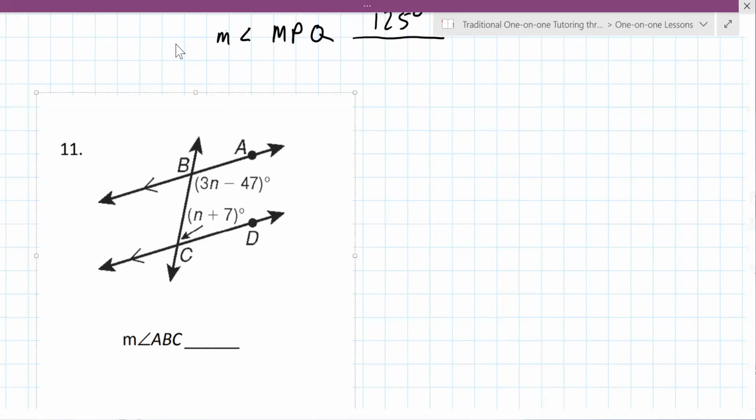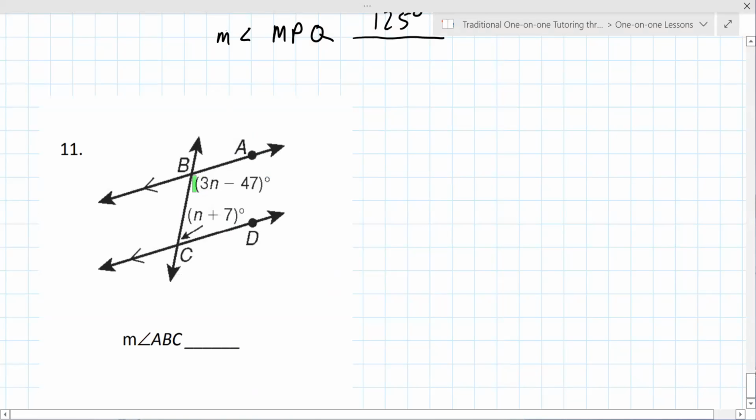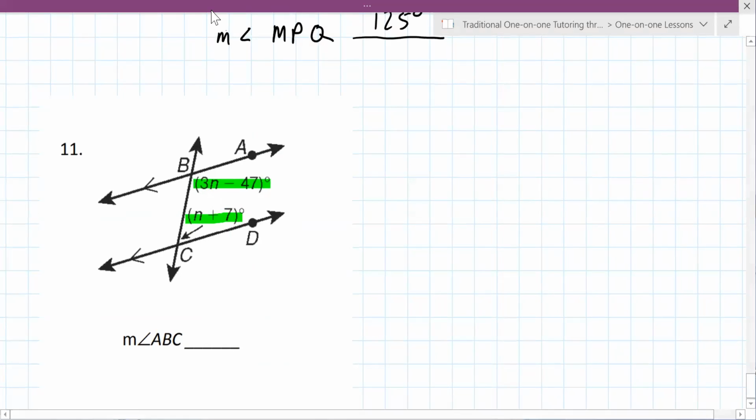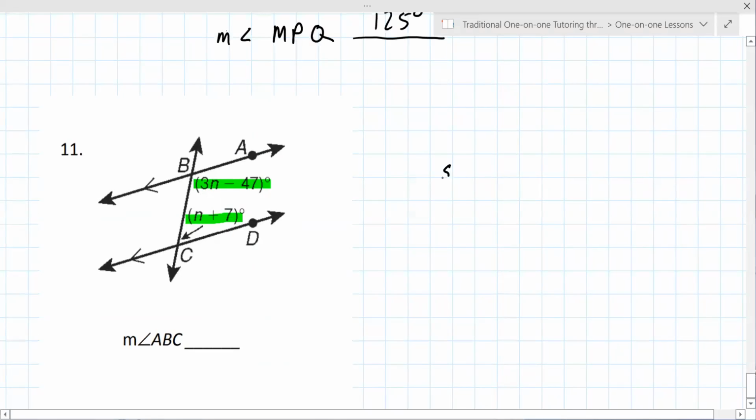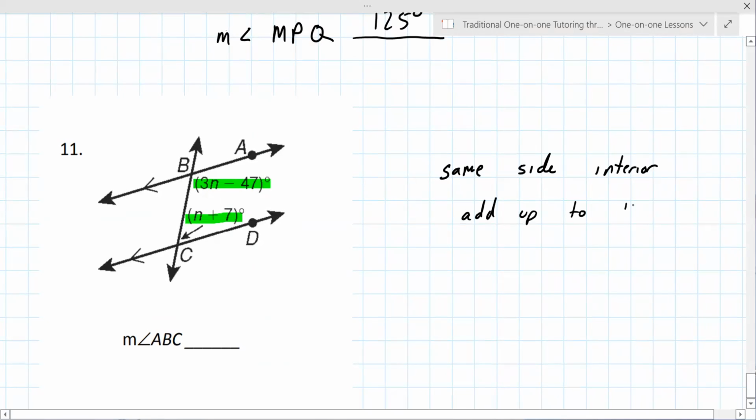So in this problem, I'm going to highlight the angle measures 3n minus 47 and n plus 7. These are considered same side interior, okay, and they are not congruent. They add up to 180 degrees, which means you have to write an equation. You have to write 3n minus 47 plus n plus 7 equals 180.